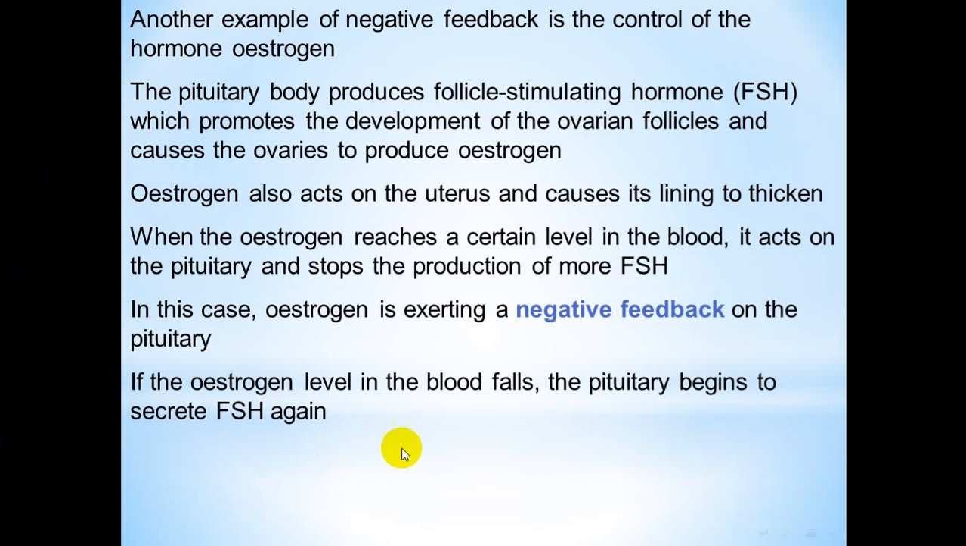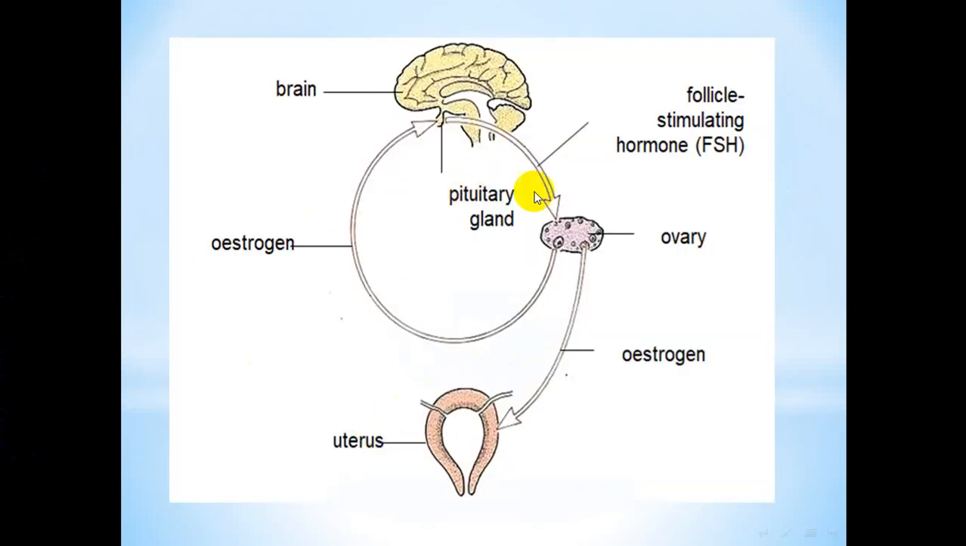If the estrogen level in the blood falls يقل تركيز استروجين بالدم, the pituitary begins to secrete FSH again. This figure shows the negative feedback of estrogen production. Brain pituitary gland راح تفرزلنا شنو ال FSH. FSH reaches the ovary راح ينتجلنا الاستروجين. استروجين two ways: the first to the uterus, another to inhibit, negative feedback to the pituitary.